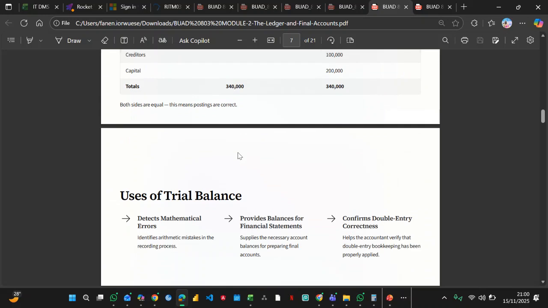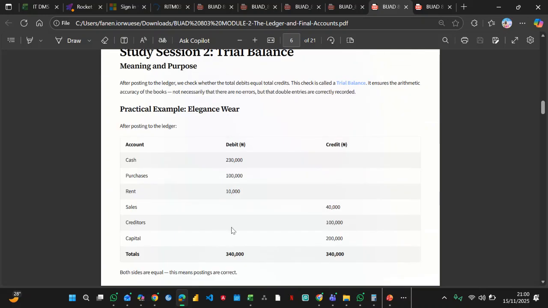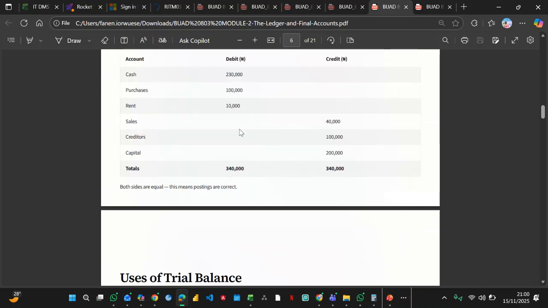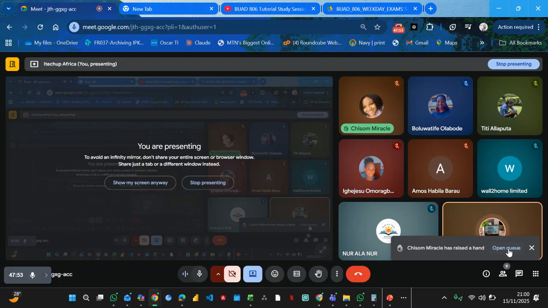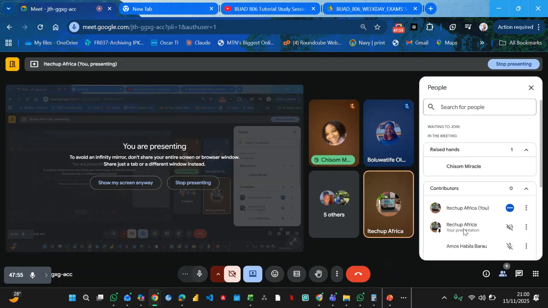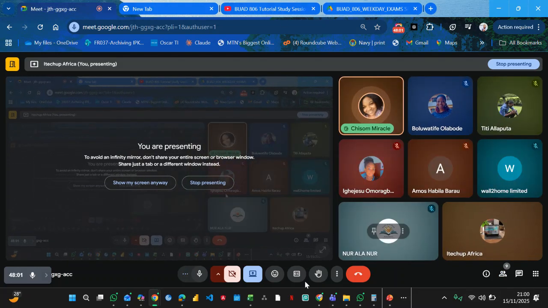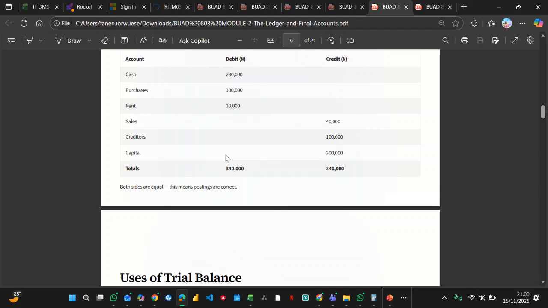From the beginning, when we were reading about the ledger and its characteristics, it was telling us about both sides. At the end of the day, both sides have to be the same. Do you understand? Okay, somebody, Chison, go ahead.